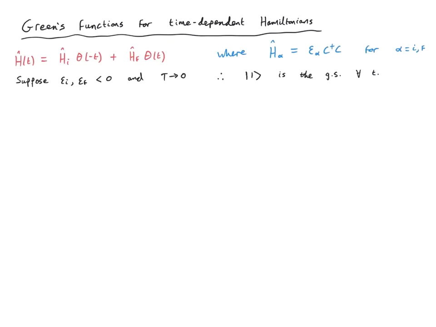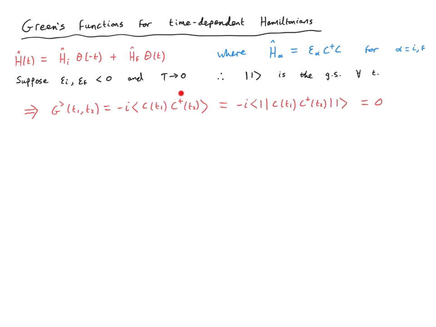So let's now suppose that the initial level energy epsilon_i and the final energy epsilon_f are both less than 0. This will mean that the occupied state is the ground state of the system at all times, t less than 0 as well as t greater than 0. For simplicity, let's also specialise now to the 0 temperature limit. This means that we'll only have excitations from this unique ground state. This immediately implies that the G greater function is actually equal to 0 for all times.